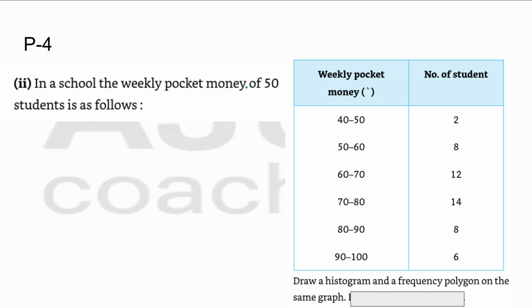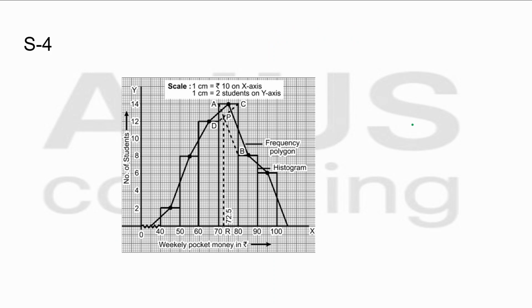In a school, the weekly pocket money of 50 students is as follows. Draw a histogram and frequency polygon. This also is very similar to the last problem. If you see, this is a continuous and exclusive system. No adjustment needed. So you will have to just take the graph and put the data on the x-axis and y-axis properly. Here this is drawn, 40 to 50, and then 50 to 60, etc.